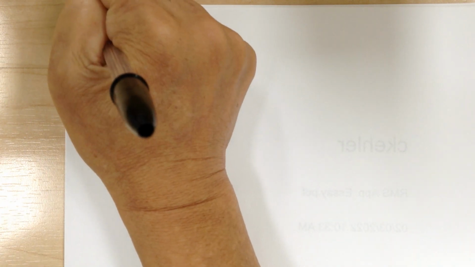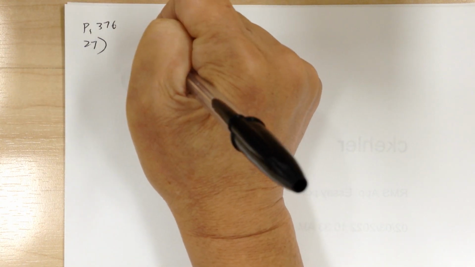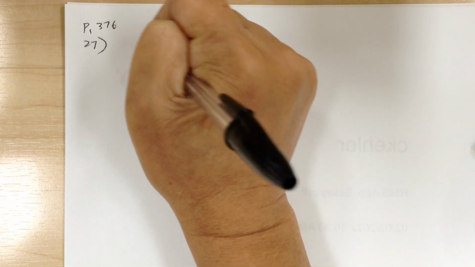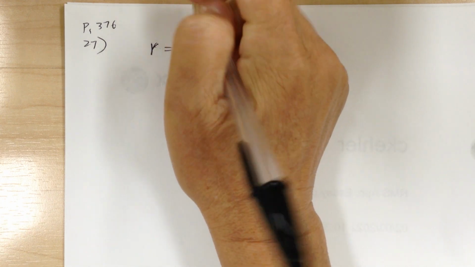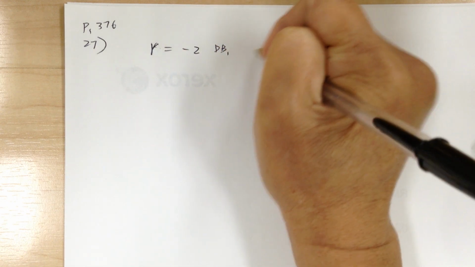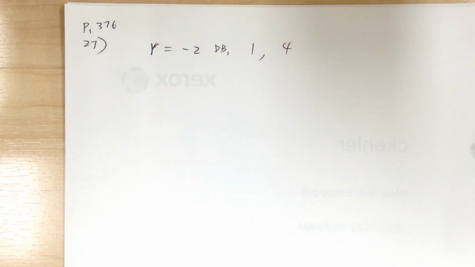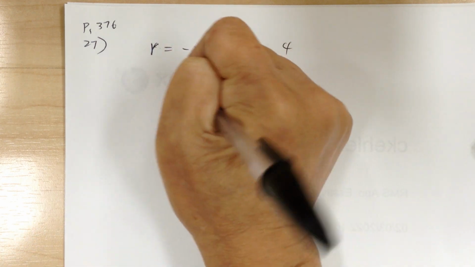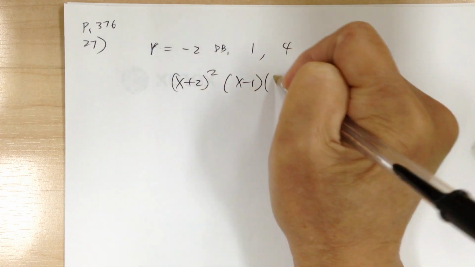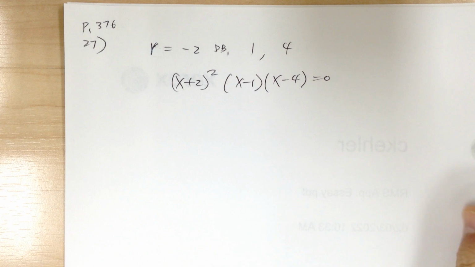Okay, let's go to the next one. Number 27. Instead of R1, I'm just going to use R because it's a double root. So this one equal to -2, and this one is a double, and you have a 1 and 4. So you're going to get x plus 2 squared, squared because it's a double, times x minus 1 times x minus 4 equal to 0.